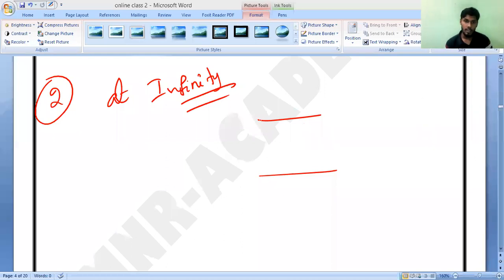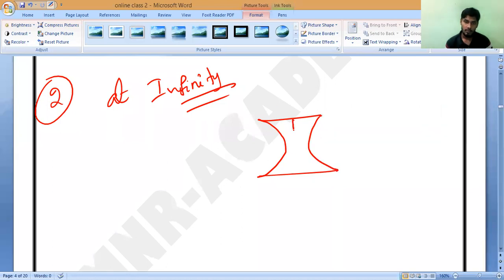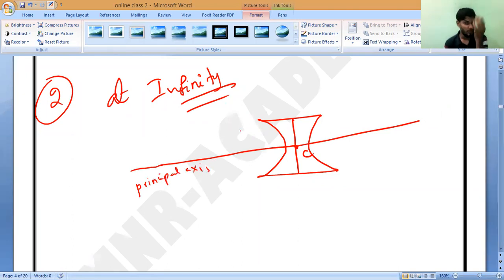So I am taking R to infinity now. So the object is placed at infinity distance. Optical center C. Let me draw the principal axis. So what will happen to our principal axis? Here we have F, and here we have 2F. Here, F dash and 2F dash.